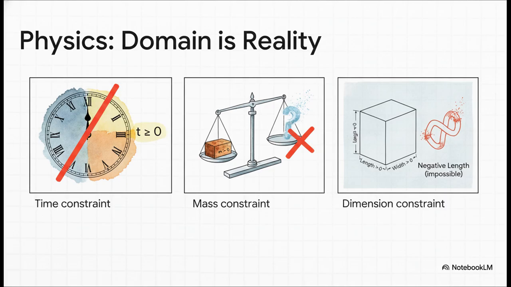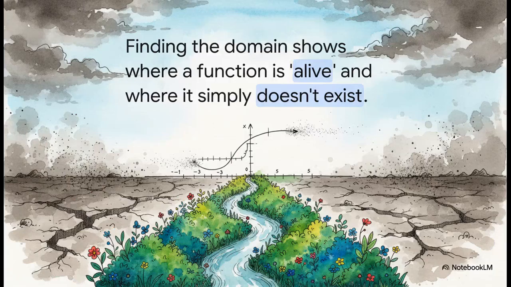An object can't have negative mass. A box can't have negative length. All these real-world limits, that's the domain. So here's the big takeaway. Finding the domain isn't just some random busy work your teacher gives you. It's literally the first step to understanding what a function is actually doing. It's like finding the map that shows you where the function is alive and where it just doesn't even exist.